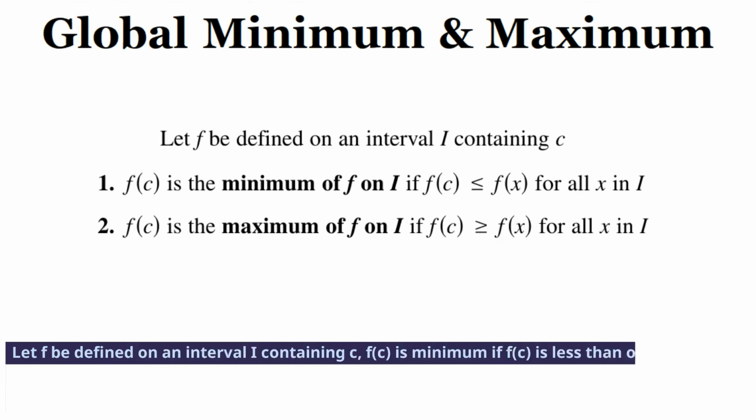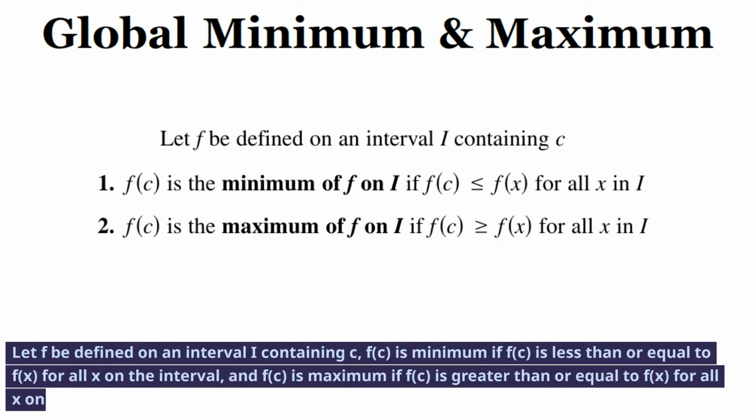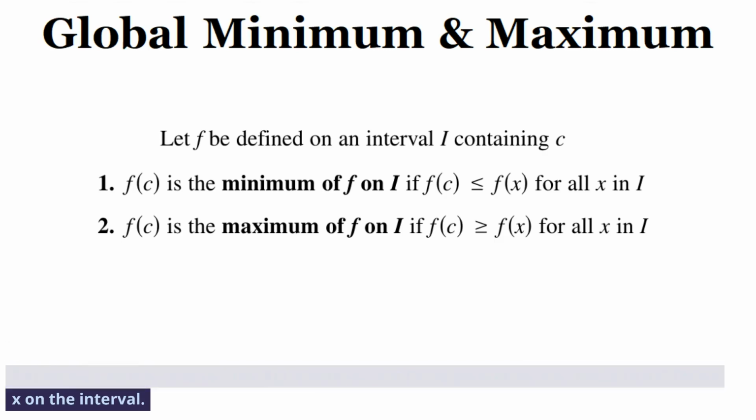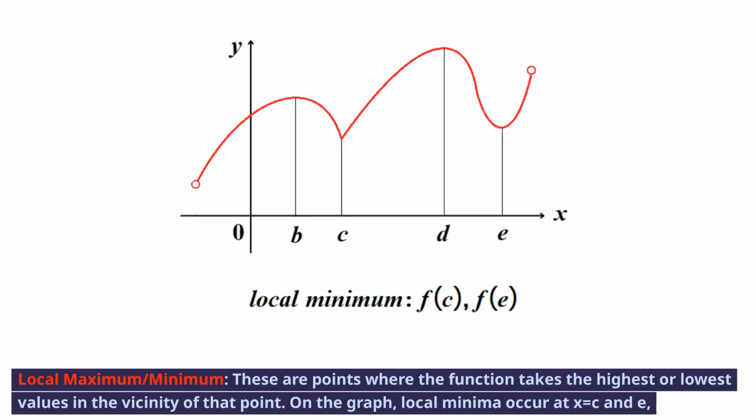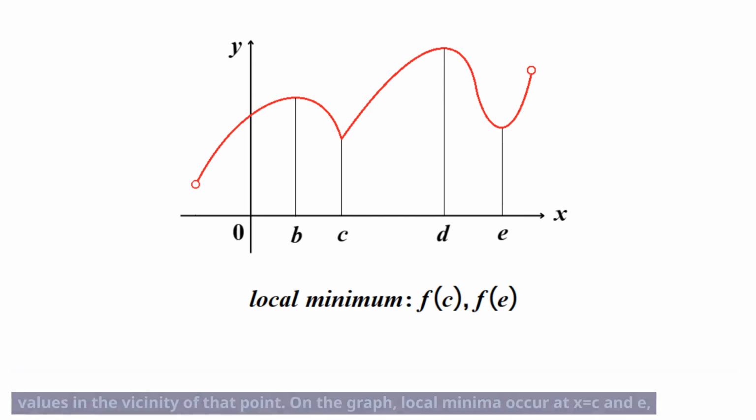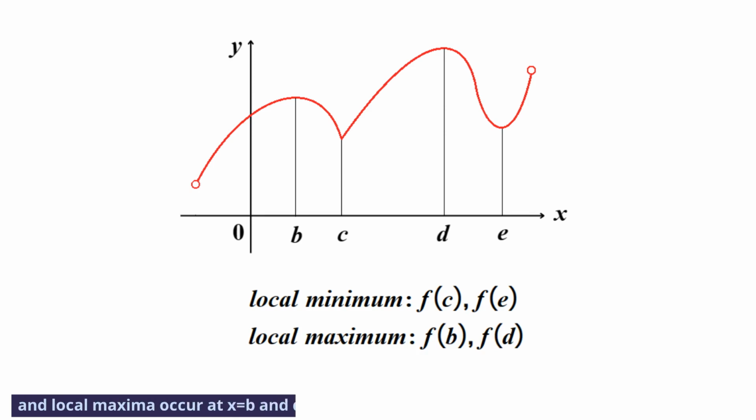Let f be defined on an interval I containing c. f(c) is a minimum if f(c) is less than or equal to f(x) for all x on the interval, and f(c) is a maximum if f(c) is greater than or equal to f(x) for all x on the interval. Local maximum, minimum. These are points where the function takes the highest or lowest values in the vicinity of that point. On the graph, local minima occur at x equals c and e, and local maxima occur at x equals b and d.